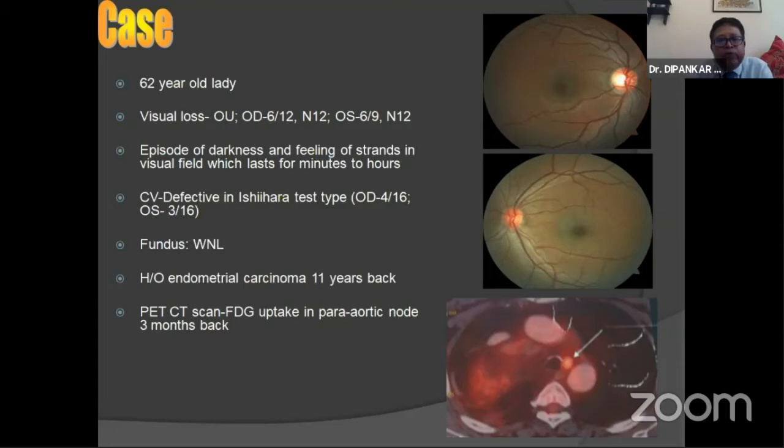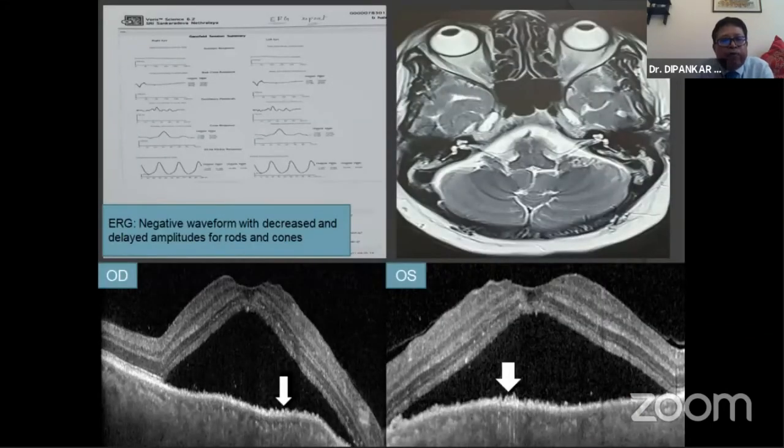But there was a history of endometrial carcinoma 11 years back. 3 years back she had a whole body PET CT, which showed a para-aortic node, but the recent PET scan was normal. Now you see there is a negative waveform in ERG with prolonged latency, but few changes in the amplitude. MRI was normal. Here you see the OCT.